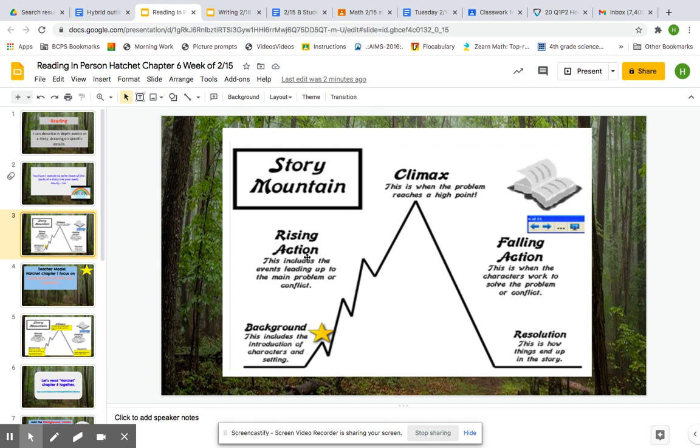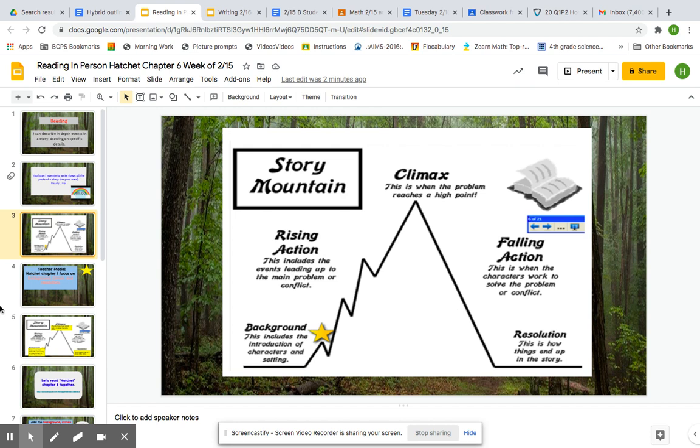And then we have the rising action. This includes events leading up to the main problem or the conflict in the story. The climax, this is when the problem reaches a high point. What is the big problem? The falling action, this is when the characters work to solve the problem or conflict. And then the resolution is when this problem gets solved or how the story ends up.